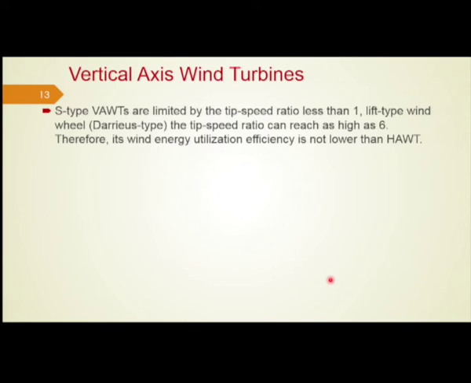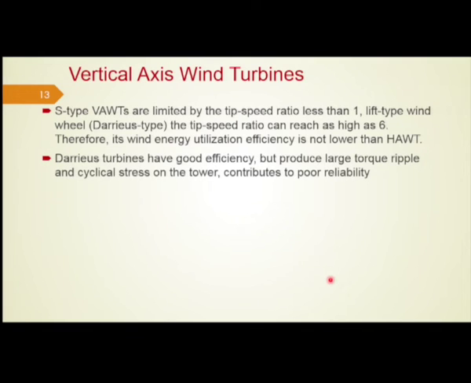So, the vertical axis S type VAWT has a problem of limited tip speed ratio, which is less than 1. But the other type, the lift type Darrieus wind turbines, have a tip speed ratio that can reach as high as 6. Therefore, their wind energy utilization is not less than horizontal axis wind turbines. Darrieus type wind turbines have higher efficiency as compared to horizontal axis wind turbines.